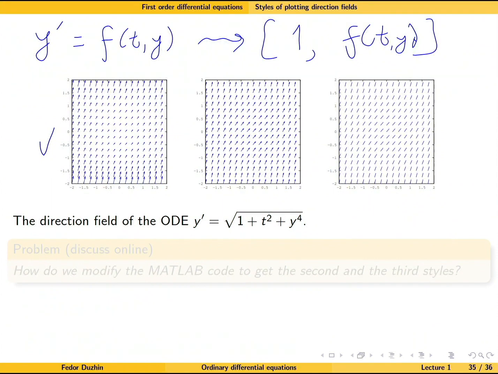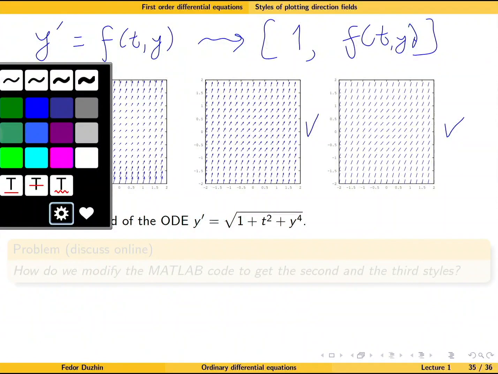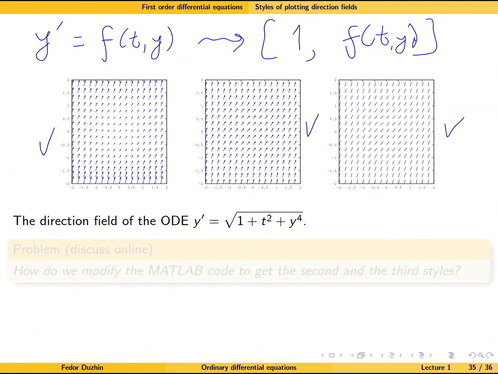Another style here is that instead of drawing all the arrows so that the x component is the same, we draw them all of the same length. And the third style here is that we don't even draw them as arrows, so we just draw them as little intervals. For the purpose of visualizing the solutions of a differential equation, they are all equally good, right?